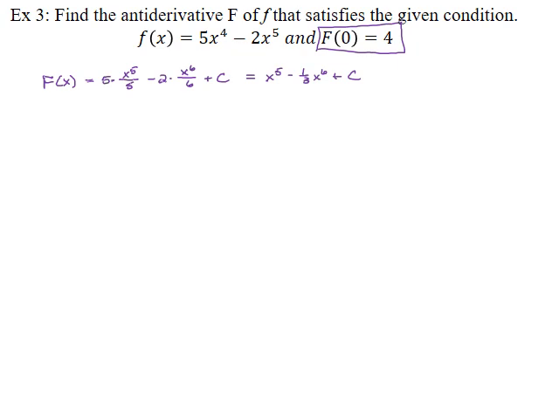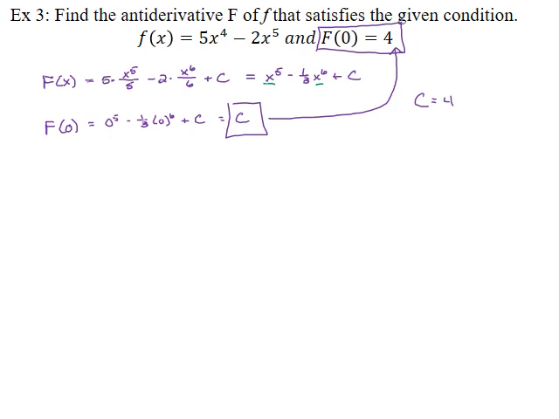Capital F of 0. Hey, I know what capital F of x is, so why don't I take capital F of 0, and we're going to replace every x in our antiderivative with a 0. The good thing about that is that it becomes 0 to the 5th minus 1/3 times 0 to the 6th plus c, and since the zeros just go away, you're left with a c. Now, this term you found, this c, has to equal whatever the number is given in the problem, which in this case is 4. So I know that c is 4.